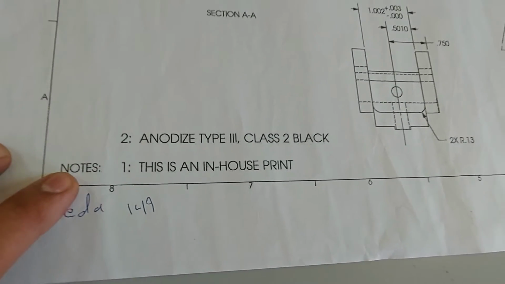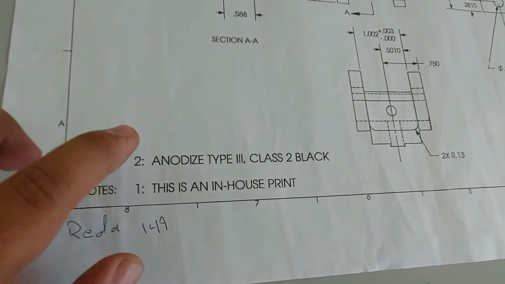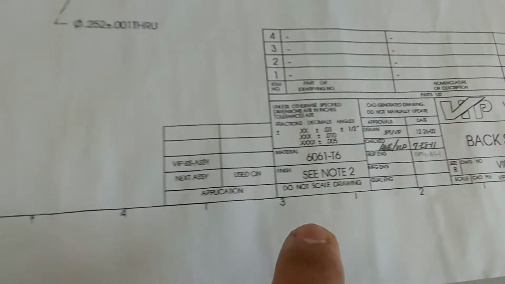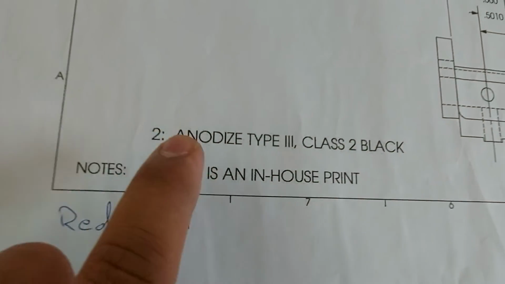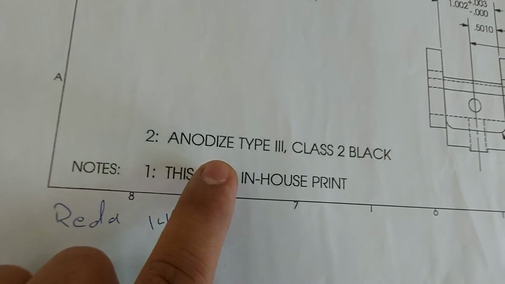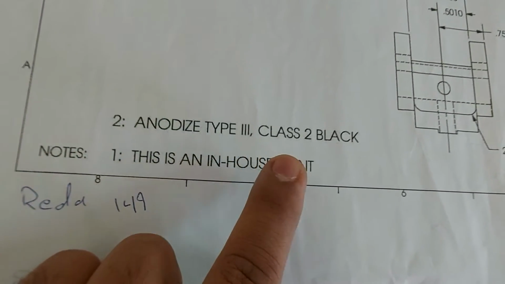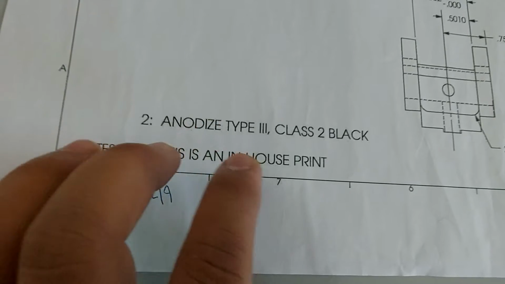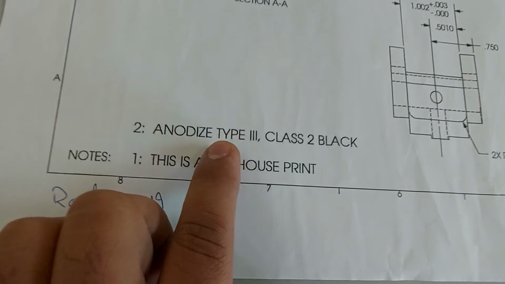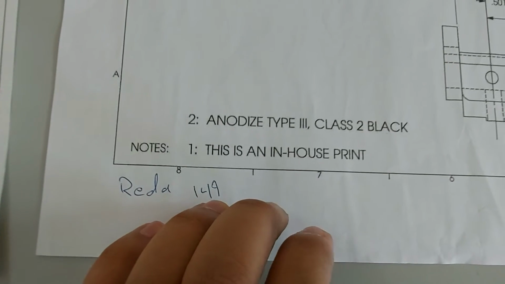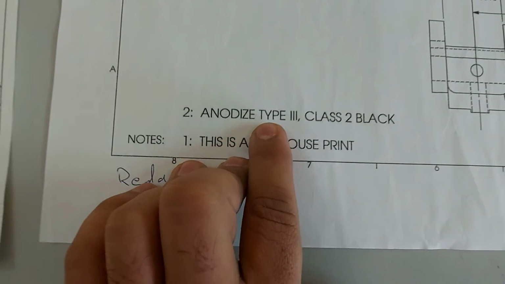So you have two notes here, note 1 and note 2. It was asking us to go to note 2. So here is note 2: anodized, type 3, class 2, black. Basically this is the finish, the end finish they want. It will be the last coating on the component.